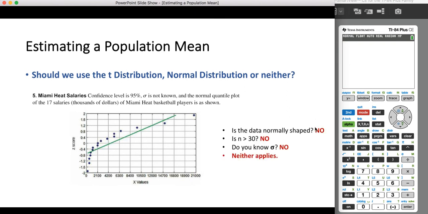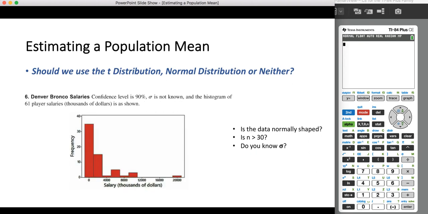And since it's not normally shaped and n is not greater than 30, we can't use the T distribution and we can't use the normal distribution. We don't know sigma. So the answer to this is neither. So we cannot construct a confidence interval for the population mean for this problem. Okay, let's look at another one.